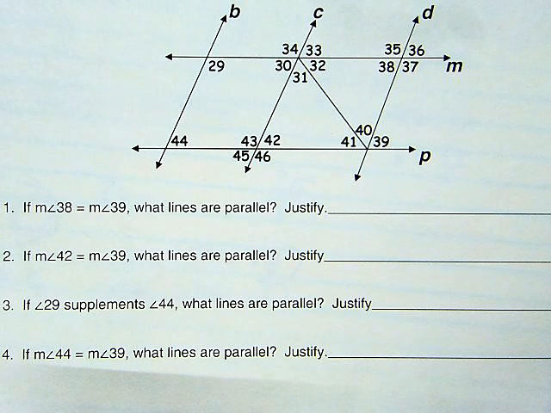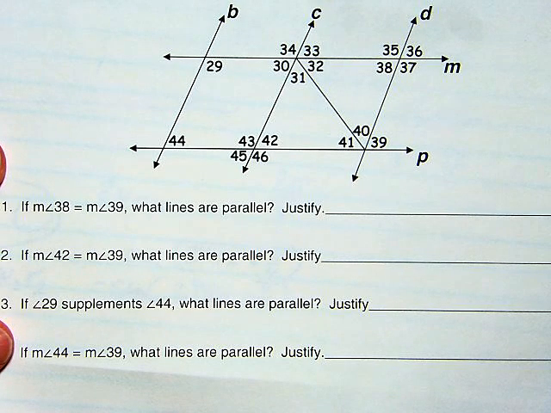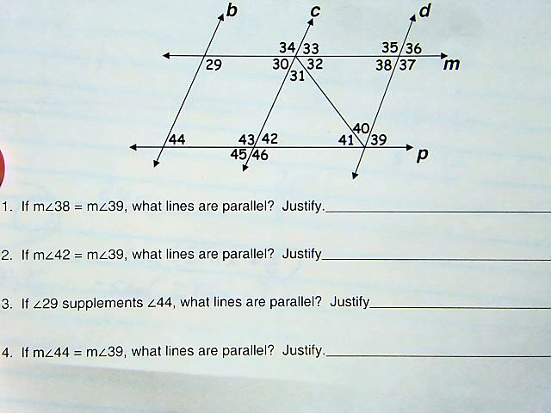And the intersection of these lines and line segment creates a number of angles. The statements that follow offer information about the relationship between these angles and then ask the question, which lines are parallel? Okay, given the information in that question, which lines are parallel? So let's take a look at number one, which tells us that, and this is the information that it provides, the measure of angle 38 equals the measure of angle 39, then which lines are parallel?